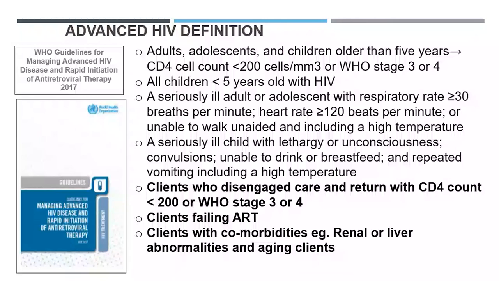The last 3 points here are not part of the WHO definition, but we thought they were really important, because we are noticing that a large proportion of our clients coming to facilities with advanced HIV presentations are clients who disengage from care. So those clients who are disengaging and returning, those above the age of 5 with WHO stage 3 or 4, clients failing ART, or those with other comorbidities, we felt these clients also should be considered as advanced HIV. However, for the purposes of this guidance document, they would only look at the four which I have placed here on top.